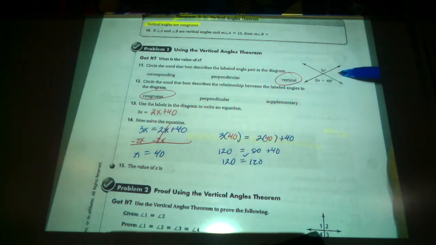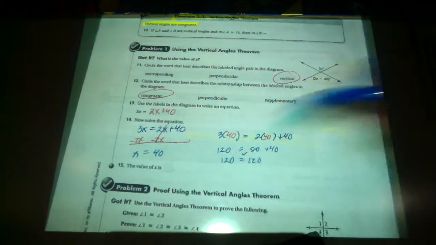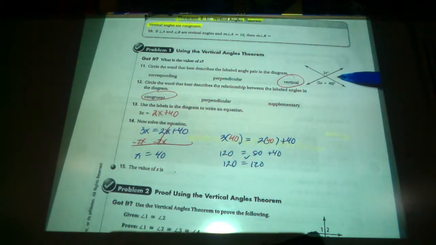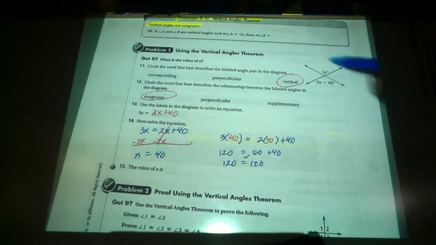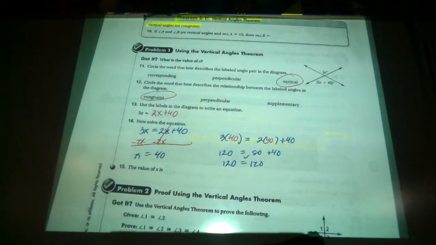So knowing that, I can now tell what this angle is. What's this angle? Because if 3x is 120, what's this angle? 60. Why? What do these do to each other? It's a straight angle, which means that they are supplementary. So there we go. All right, so we're going to do a proof using the vertical angles theorem.